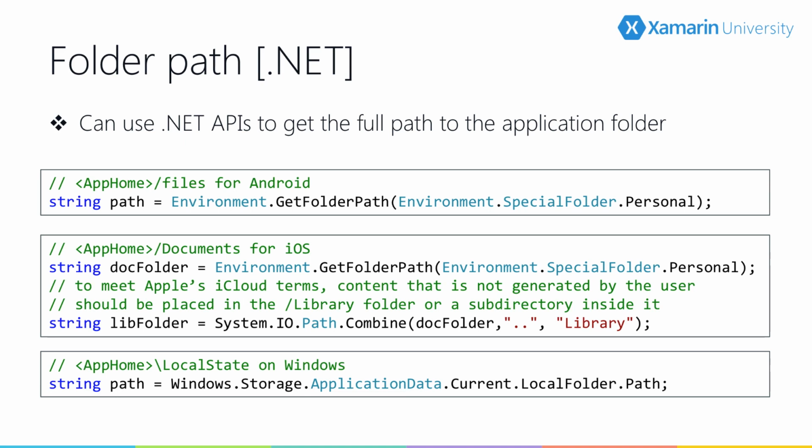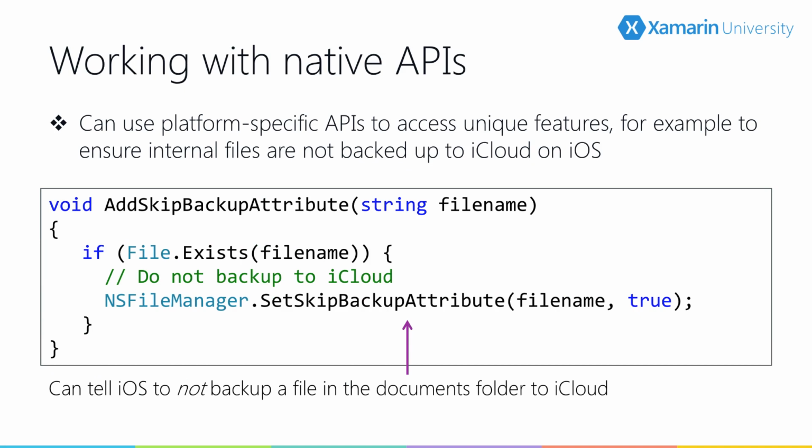So we combine the found personal folder with one level up, and then append library, which takes us into the correct target folder. There we would then create a subdirectory and place our file. Now what about Windows? On Windows, the path is windows.storage.application-data.current.localfolder.path.